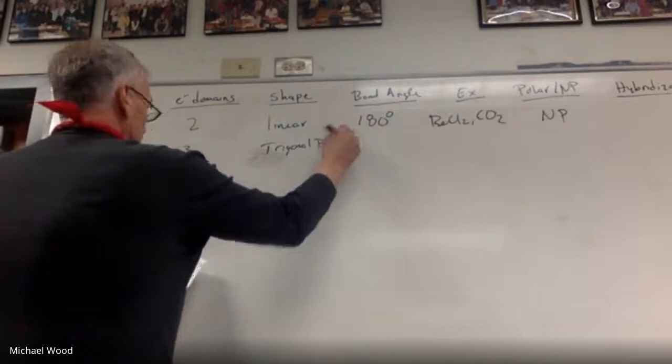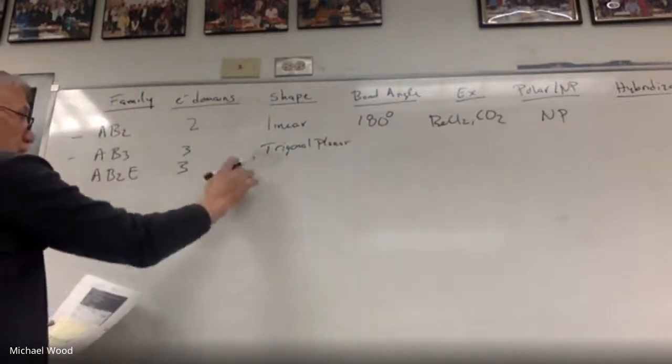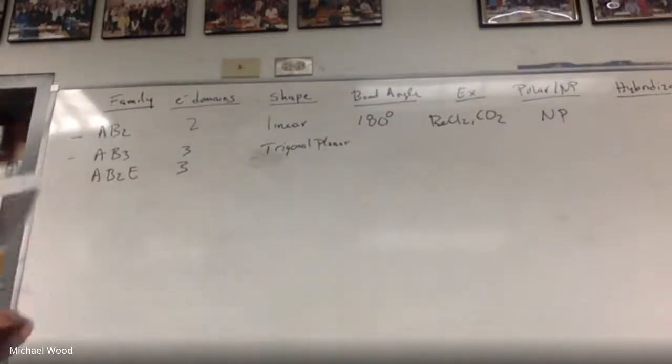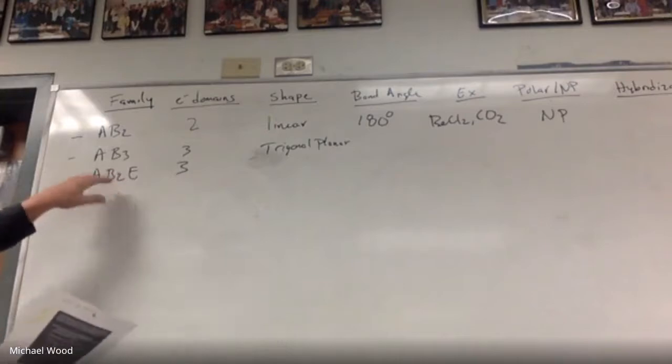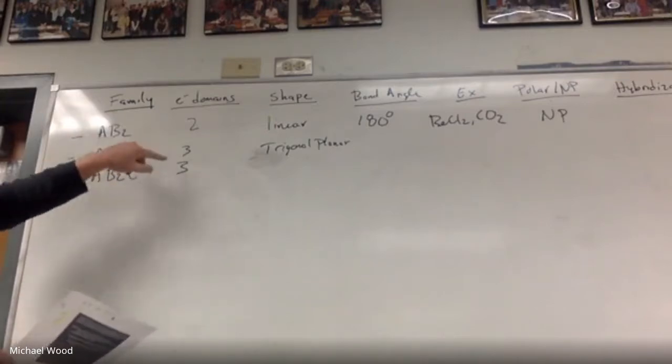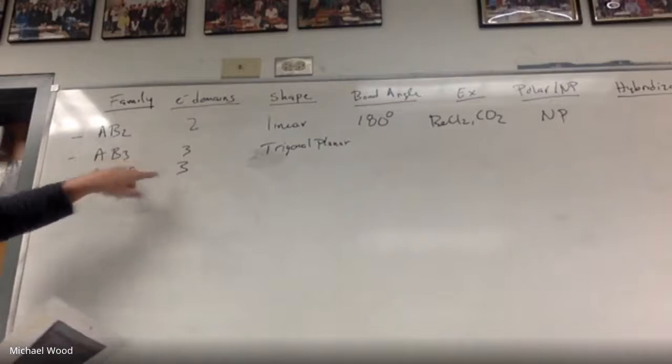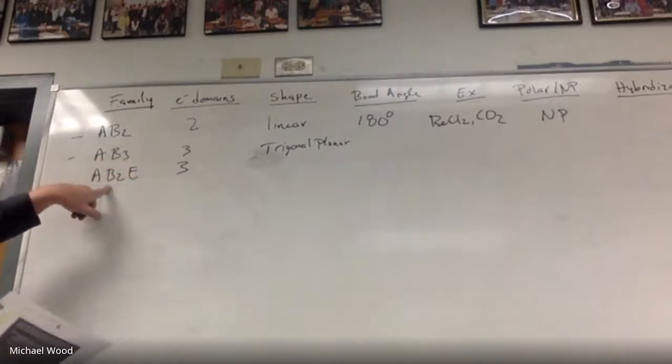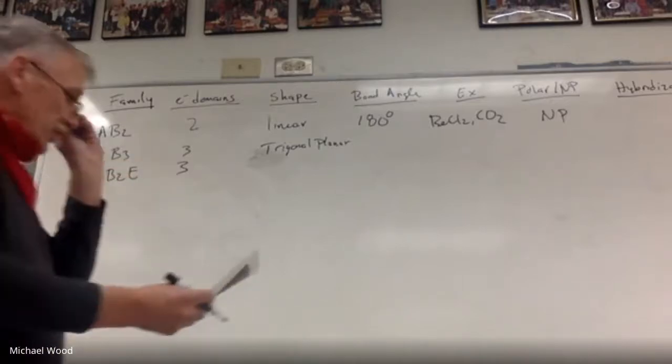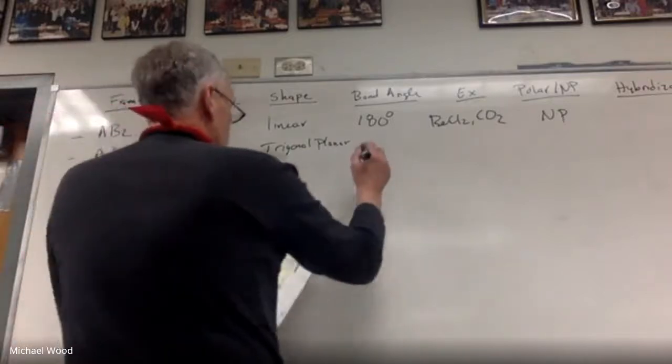And this one here, AB2E, is one I'm going to talk about later. This is not that. It's in this family because it's got 3 electron domains, but it's going to have a different shape, and it's something that we're going to talk about. The bond angle here is 120 degrees.